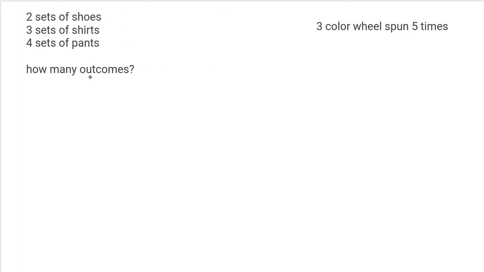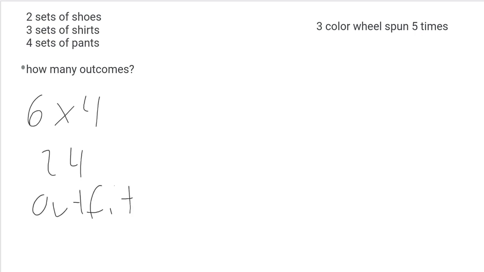So let's see number of outcomes for, I have 2 shoes, 3 shirts, and 4 pants. So what I do is I just multiply all these numbers. 2 times 3 is 6, times 4 is 24 total outfits, or total outcomes from my decisions. So 24 people could make 24 different outfits.